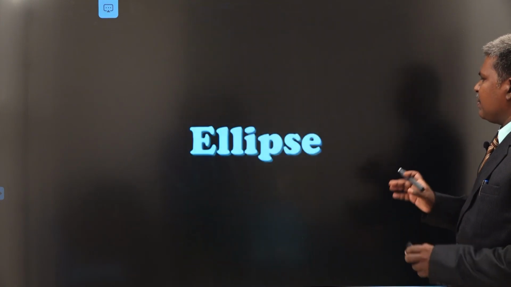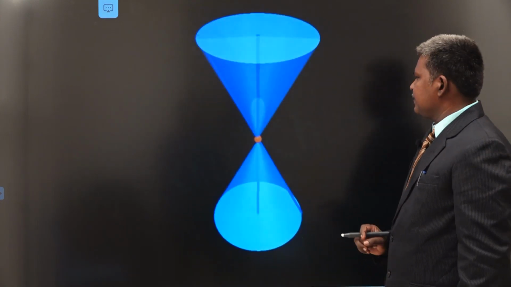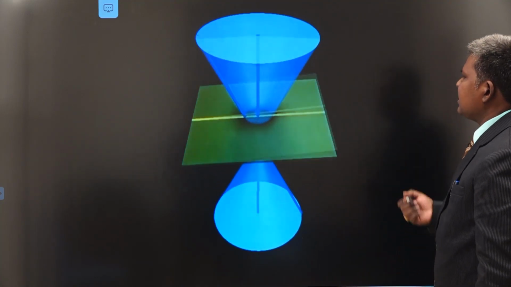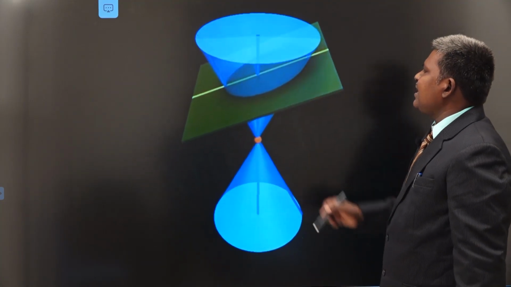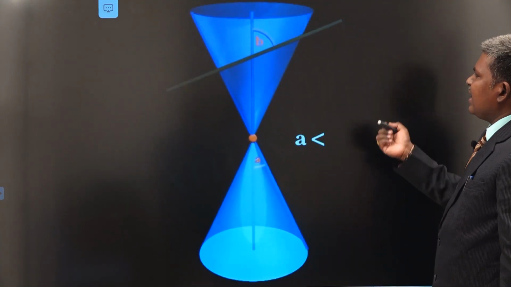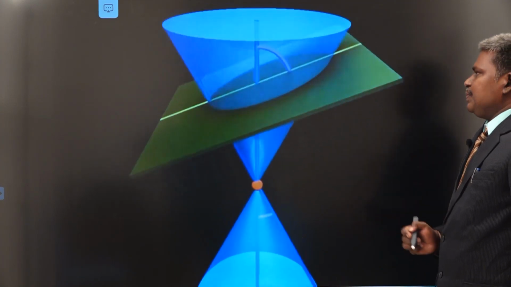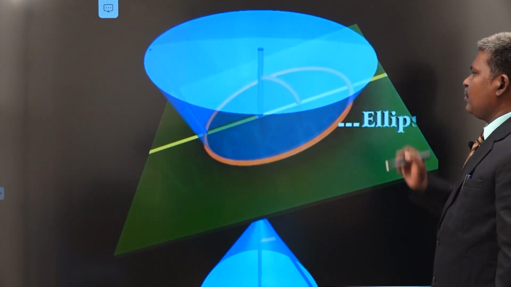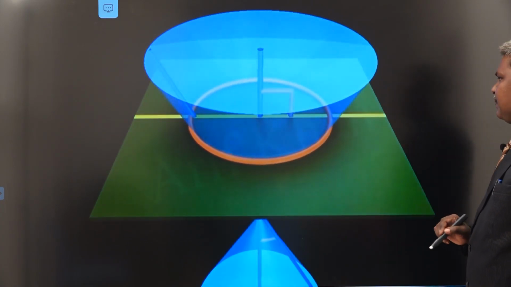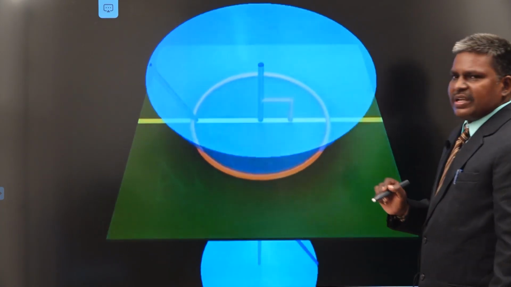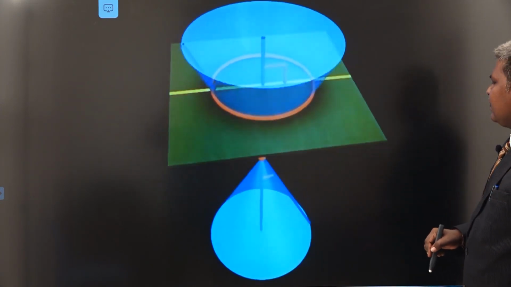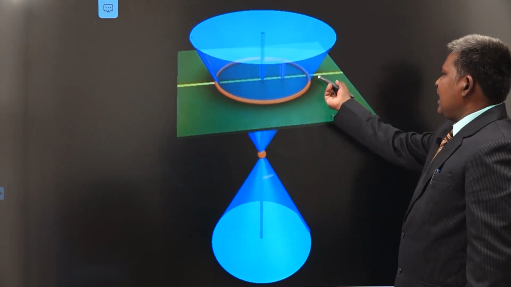Now I will explain one by one. Ellipse. Now my plane intersects this cone in such a way that the angle B is more than the angle A. This is angle B more than A. We obtain an ellipse. This is our second conic as we explained previously. When it is 90 degrees, we obtain the special case, already we discussed it, that is the circle. Right? Now, this is the ellipse.